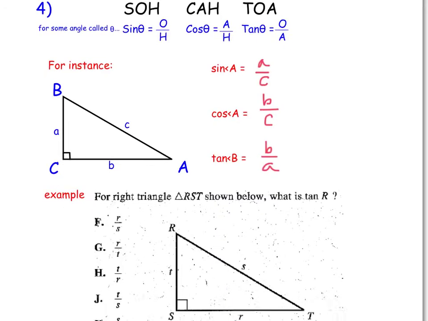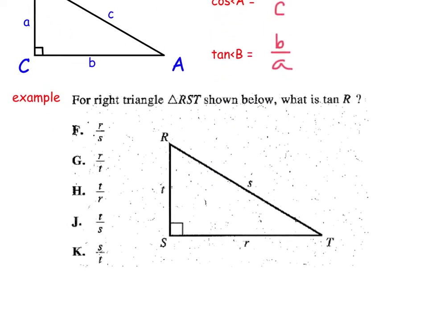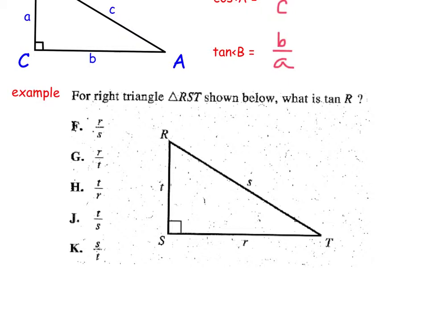All right, looking at an example of what this may look like on the ACT. It says for a right triangle, triangle RST shown below, what is the tan of angle R? Here's angle R, so you have to make sure you look at the correct angle. The tan is the opposite over the adjacent. If I was looking at T, this would be opposite and this would be adjacent. But since I'm looking at angle R, opposite is little r, adjacent is little t. So tan, TOA, opposite over adjacent: r over t. In this case, that is G. These should be slam dunks, hopefully, after a little quick review.